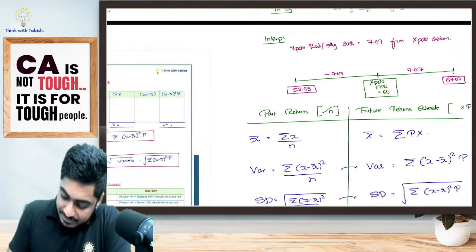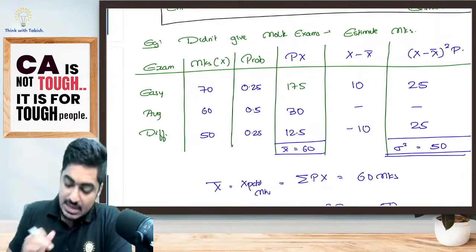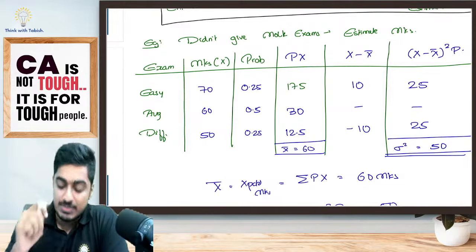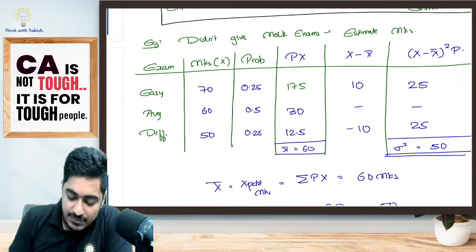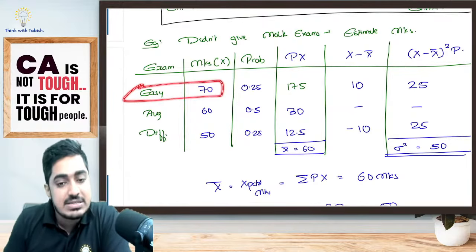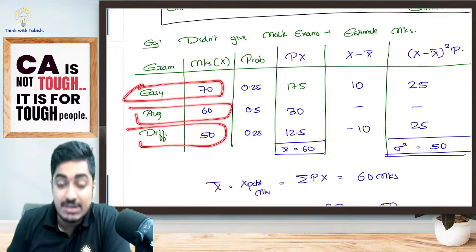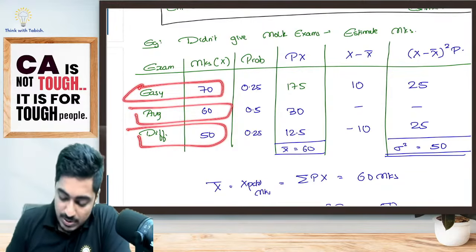Look at this simple example. Imagine you're planning to give your AFM examination tomorrow. I'm asking how much mark you can get. You're telling me, boss, if the exam is easy, I will get 70 marks. If the exam is average, I will get 60. If the exam is very difficult, I will still get 50 marks. I'm asking what is the probability?